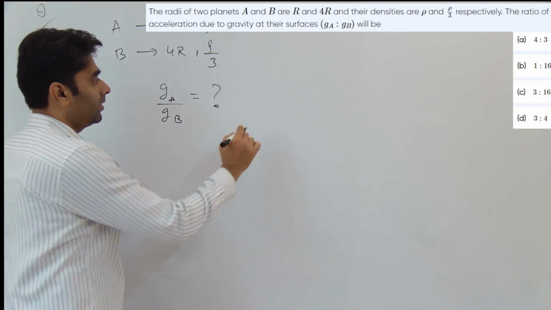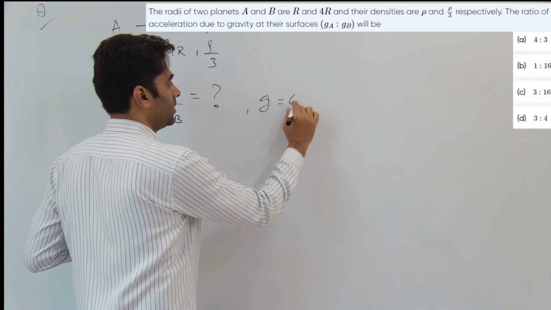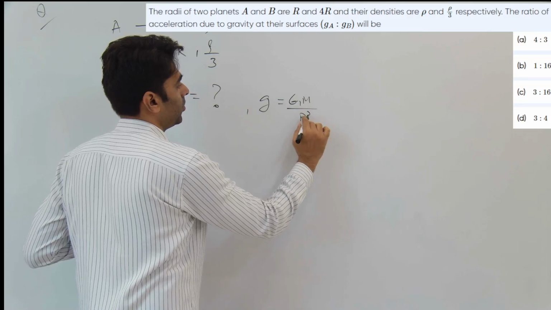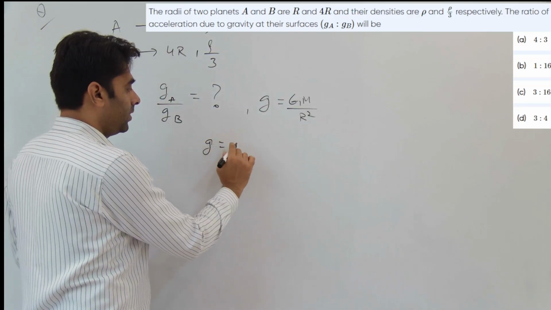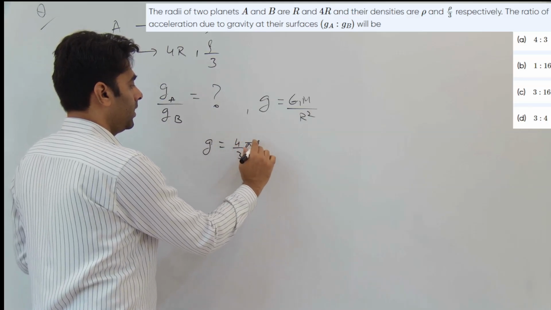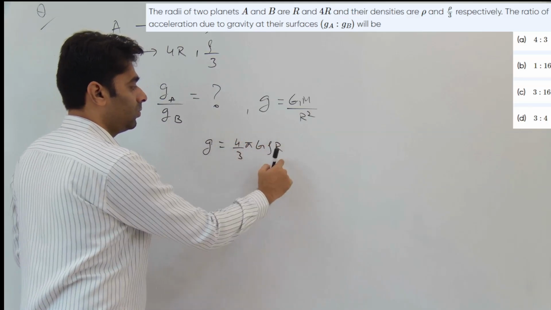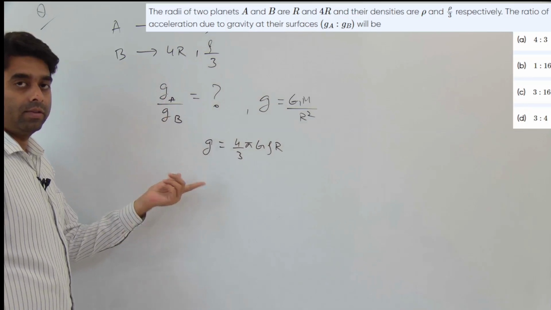Now g value, generally we write it as what? g is written as GM by R square. But in terms of density, what can we write it? In terms of density, we write it as 4 by 3 pi G rho R. Simple. We know radius and density.